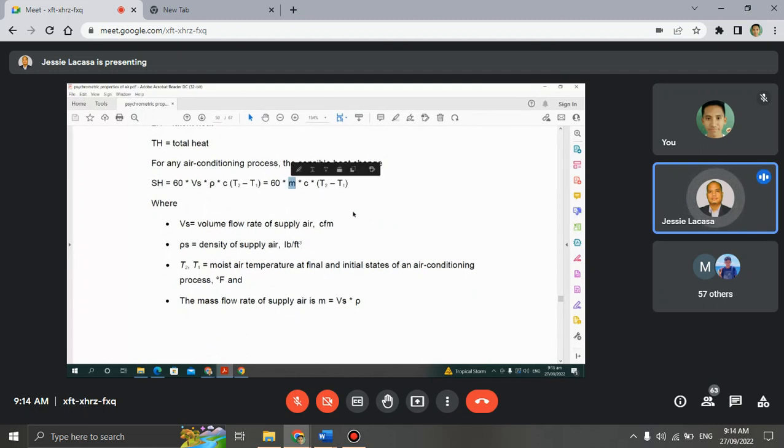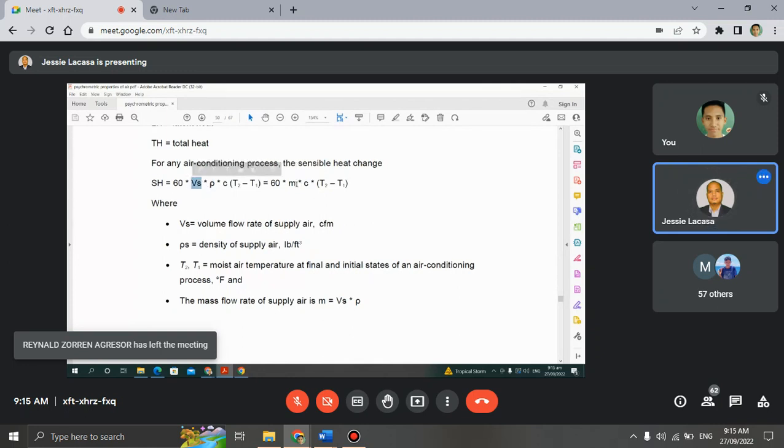M is the mass flow, density times the volume flow rate. So that is the mass flow. This 60 is just a multiplier for conversion.